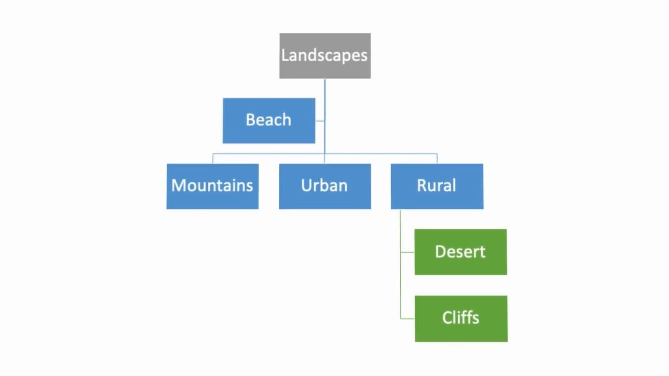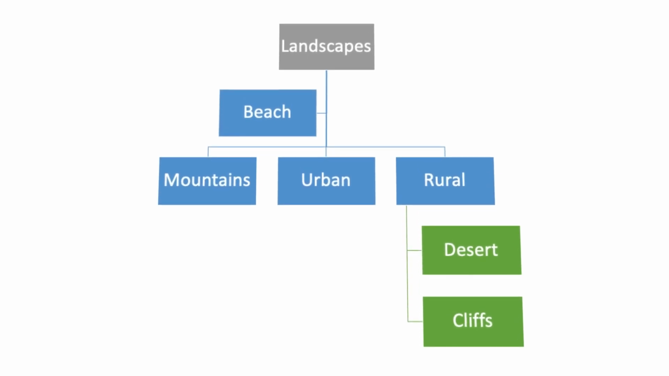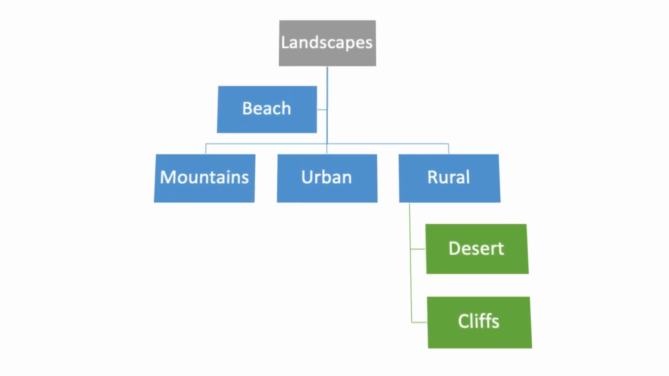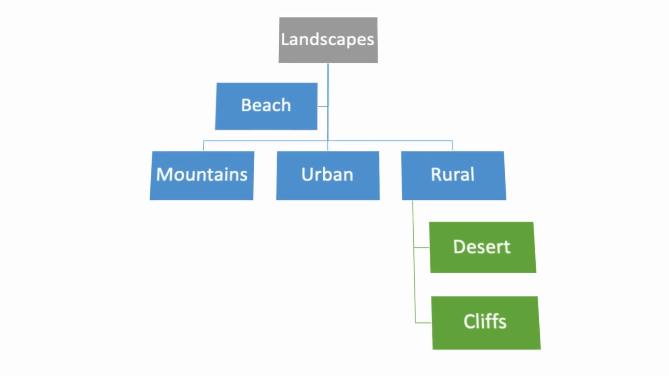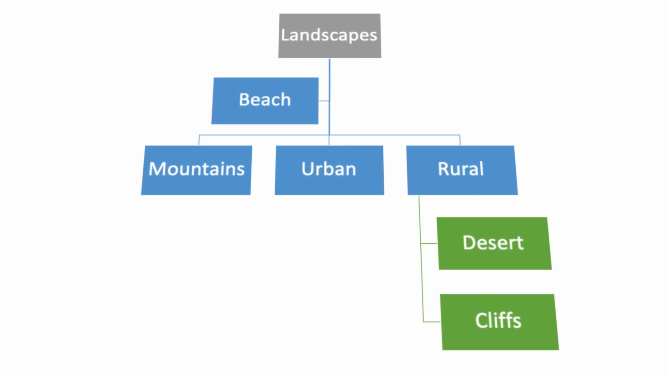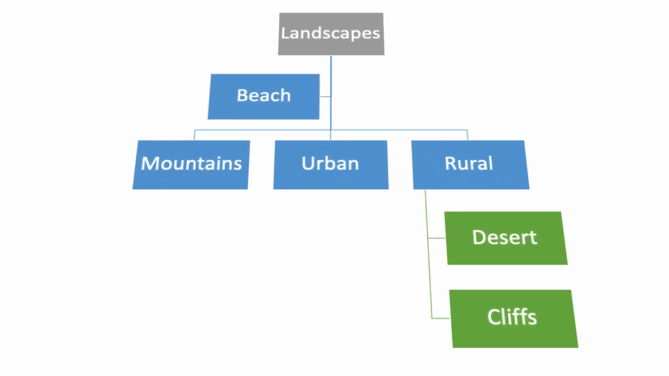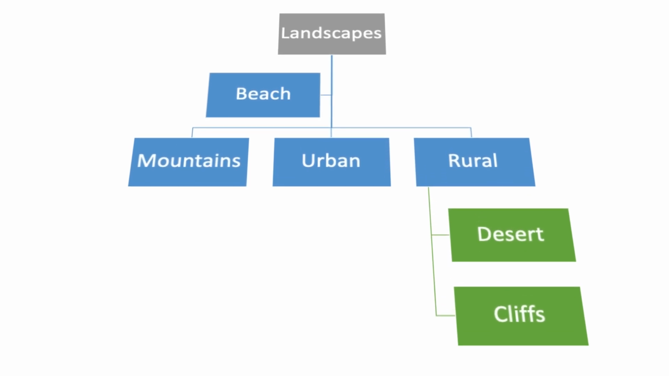Imagine, for example, that I'm a landscape photographer. I might build a mind map of keywords that looks like this. Notice at the top, I have an overarching keyword, landscapes. Below, I'll list some sub-keywords: beach, mountains, urban, rural, and so forth. With this built out, I'll keep it in view when I add images to Lightroom.